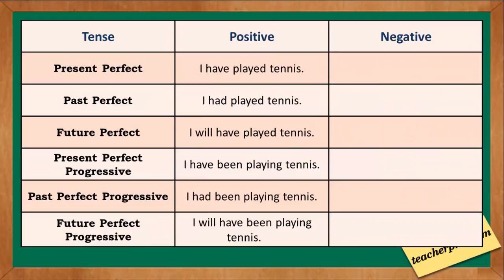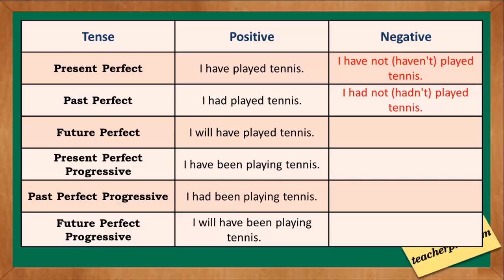For the present perfect, we have I have played tennis. Its negative is I have not or haven't played tennis. For our past perfect, we have I had played tennis. Its negative is I had not or hadn't played tennis.